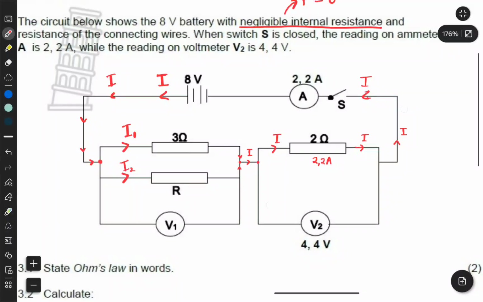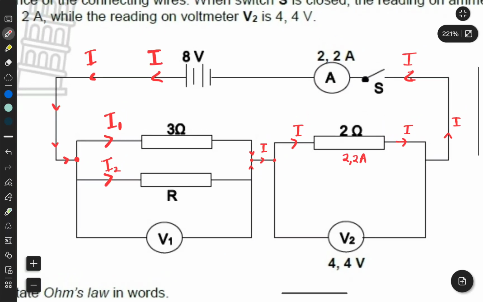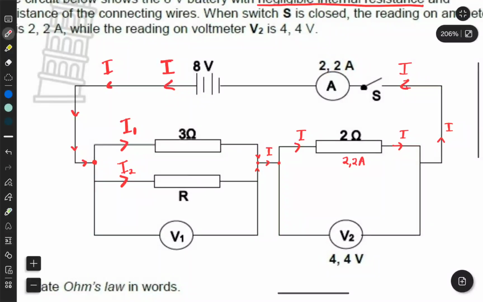All right, so now we are done tracing the current. Another thing we can do is interpret the circuit. So if V2 is 4.4 volts and my total voltage supply for the circuit is 8 volts, it would mean that the remaining should be 8 minus 4.4.